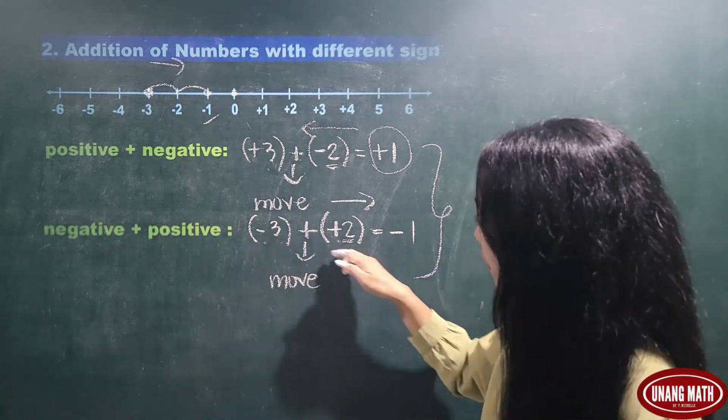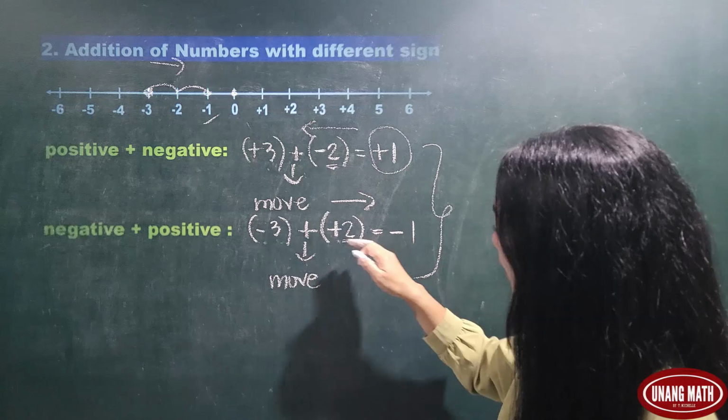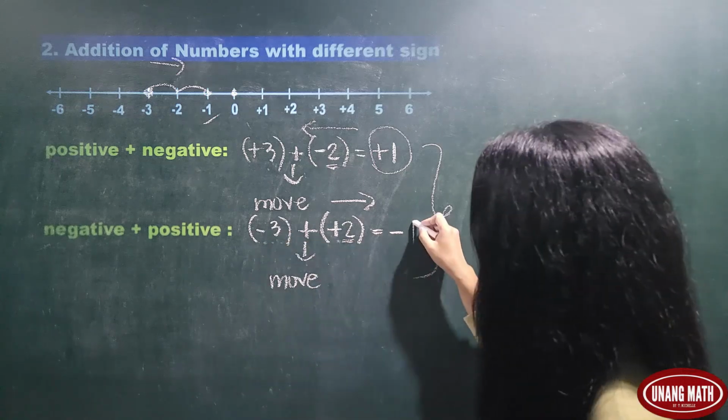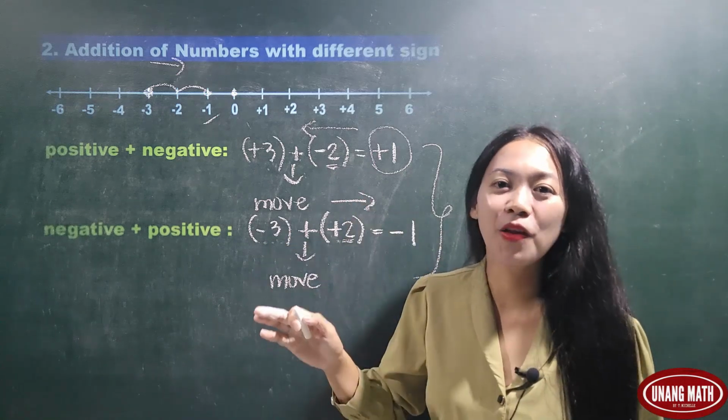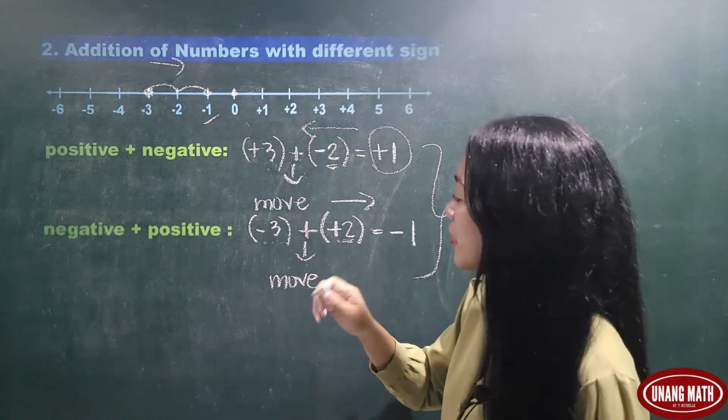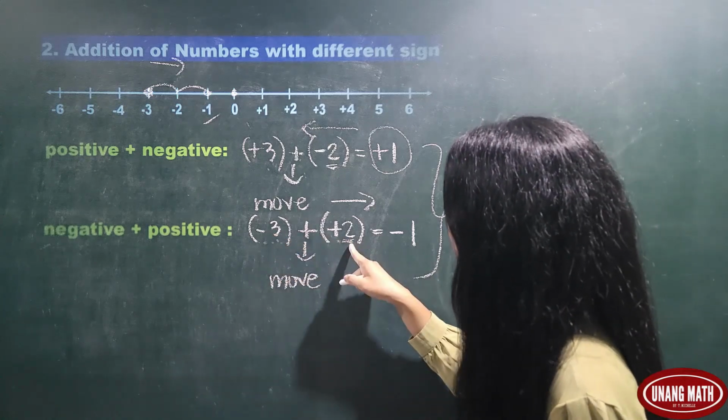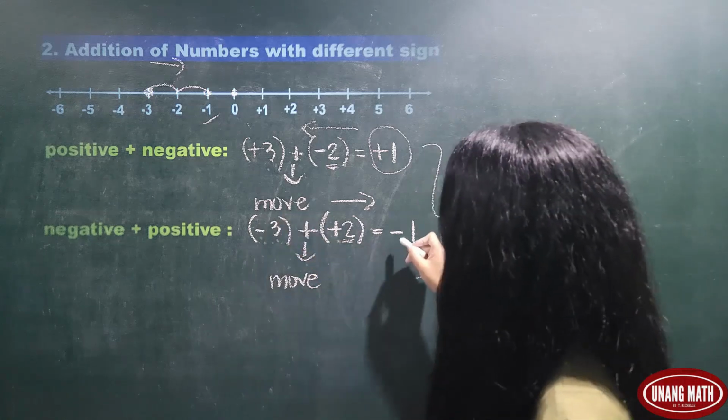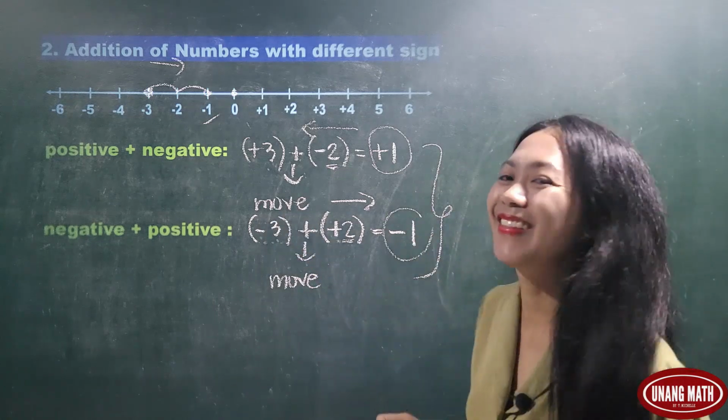Okay, how about our next example? We got the difference. So 3 minus 2, 1. And we follow the sign of the larger number. 3 is larger than 2. The sign is negative. So our answer is negative 1.